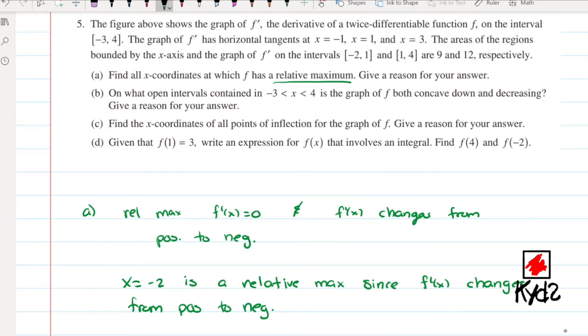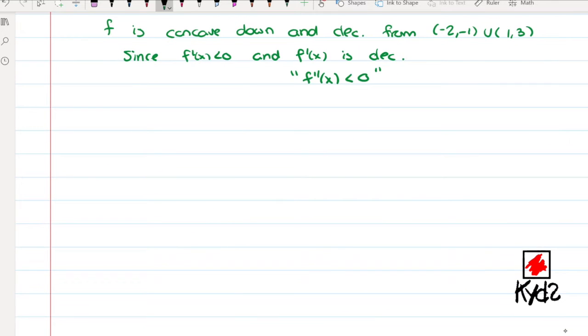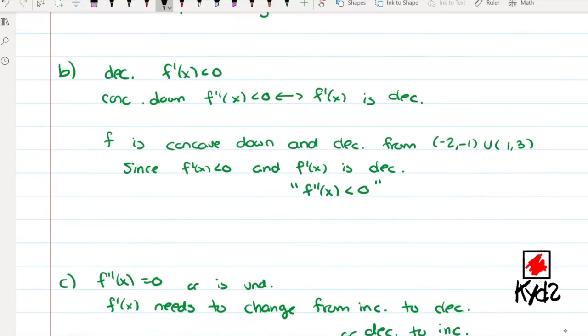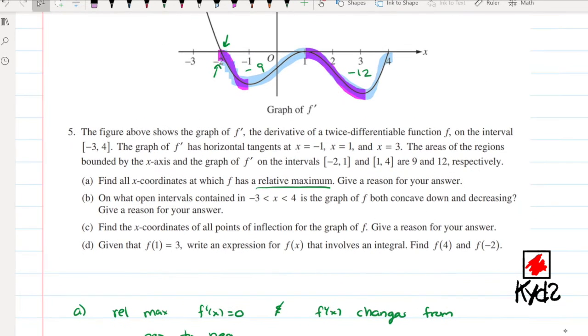All right, part C, find the x coordinates of all points of inflection on the graph. Okay, so we have a point of inflection when the second derivative equals 0 or is undefined. But more importantly, the first derivative needs to change from increasing to decreasing or decreasing to increasing. Okay, so let's go look at all those values. It actually tells us in the problem.